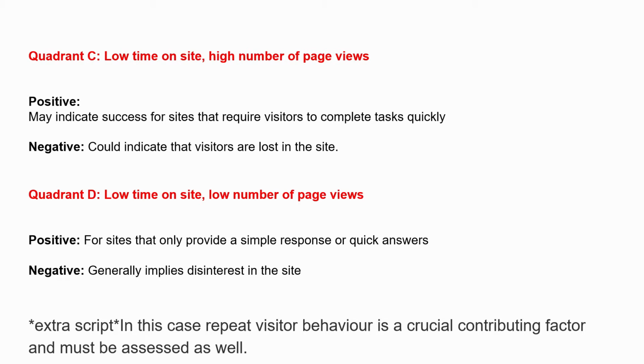And the last one is quadrant D: low time on site and low number of page views. In a positive way, it could be seen as the site only providing a simple response or quick answer. But on a negative side, it generally implies disinterest in the site. So in this case, repeat visitor behavior is a crucial contributing factor and must be assessed as well.